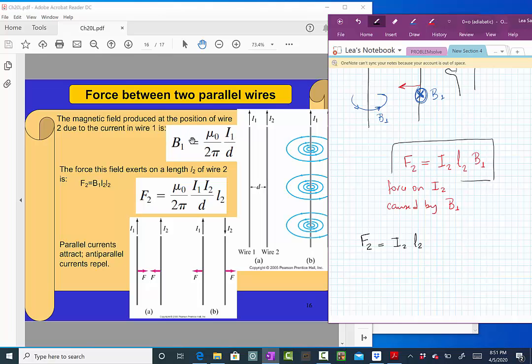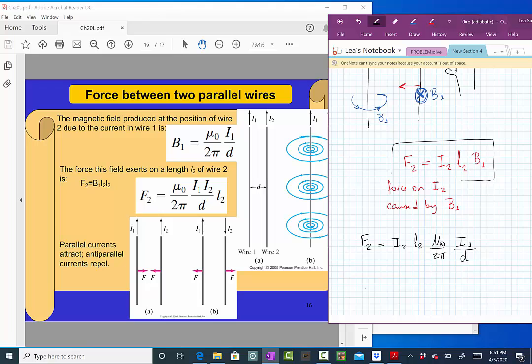I1 is the current on wire 1, no? I1. So I'm going to put all this here: constant times I1, and then it's inversely proportional to the distance. Which distance? The distance of this wire 2 from the wire 1, which is causing the magnetic field. So here I'm going to put this D. D is this distance here between the two wires. Okay, so all that gave us this equation that you see here for the force 2.